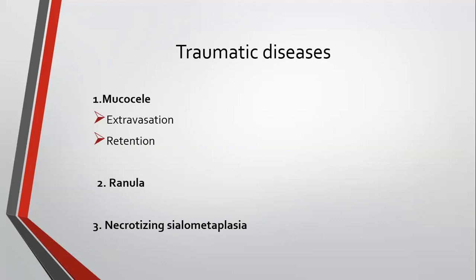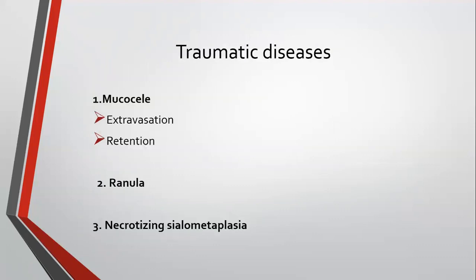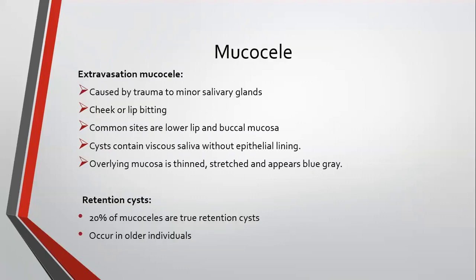Then coming to the most important topic of our today's discussion, the difference between mucocele and ranula. Mucocele is also of two types, basically extravasation and retention, and then necrotizing sialometaplasia. So basically mucocele, ranula, and necrotizing sialometaplasia come under the heading of traumatic disease. Do remember this very well, because you can be asked in the exam whether ranula is a traumatic disease or due to obstructive disease. So you should remember that ranula is a traumatic disease, as well as mucocele and necrotizing sialometaplasia.